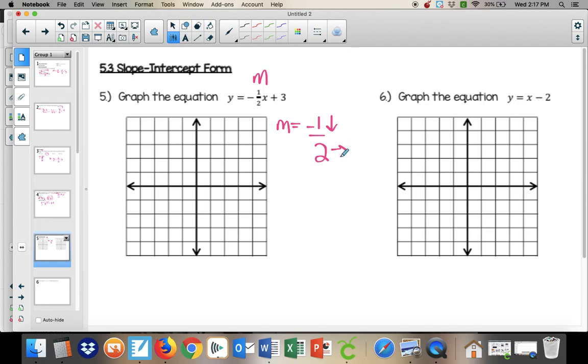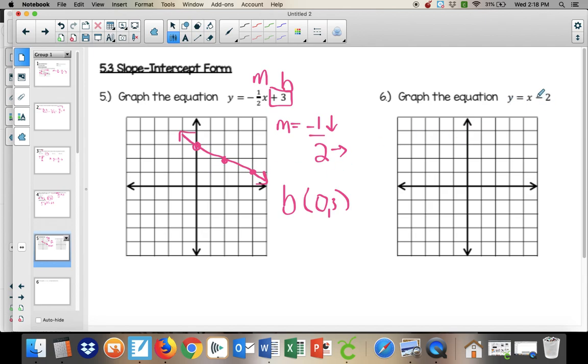Good job. Negative is going down, and then 2 goes to the right. And then your b is 3. B represents the starting point, 0, 3, your y-intercept. So I start at 0, 3. 1, 2, 3. Then I use my slope, negative 1/2. So I go down 1, to the right 2. Down 1, to the right 2. Connect my points, and there is your line. So that number that's being added or subtracted is where you start on your graph, on your y-axis, and then you use the slope to go from there.